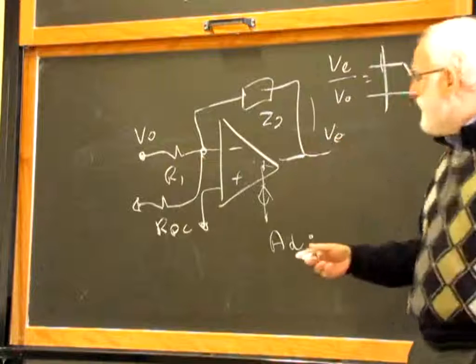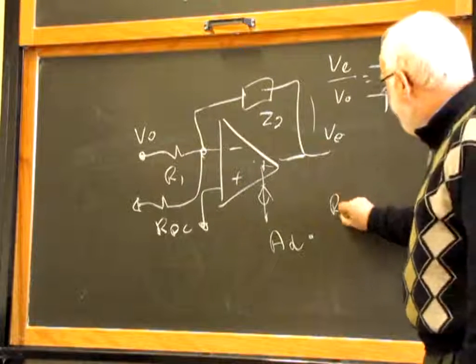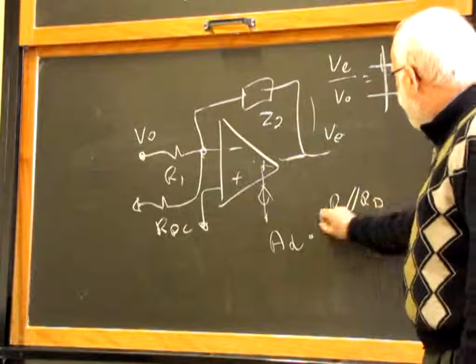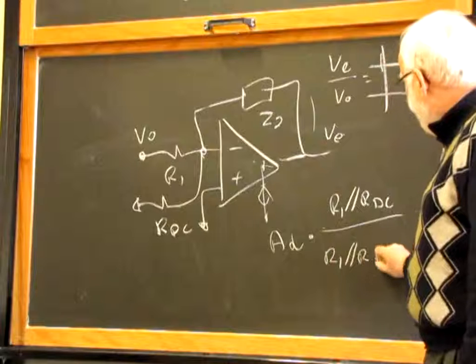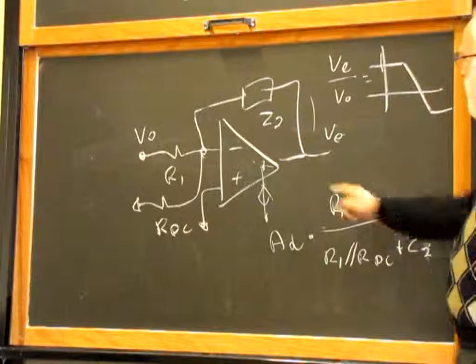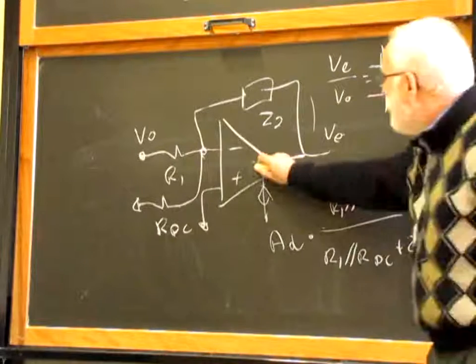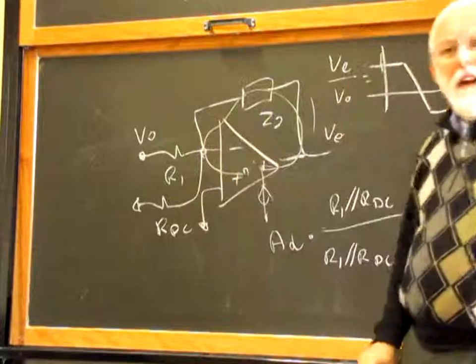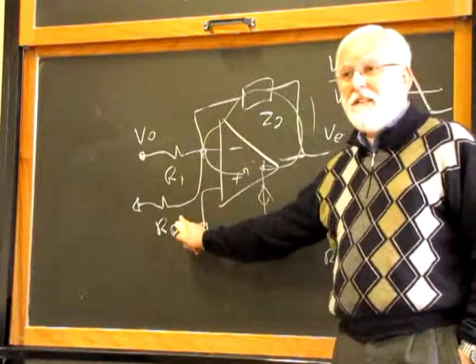But this voltage divider is made of R1 parallel RDC divided by R1 parallel RDC plus Z2. Because when you consider the local loop gain, if you consider loop gain just of your compensator, R1 and RDC are in parallel.